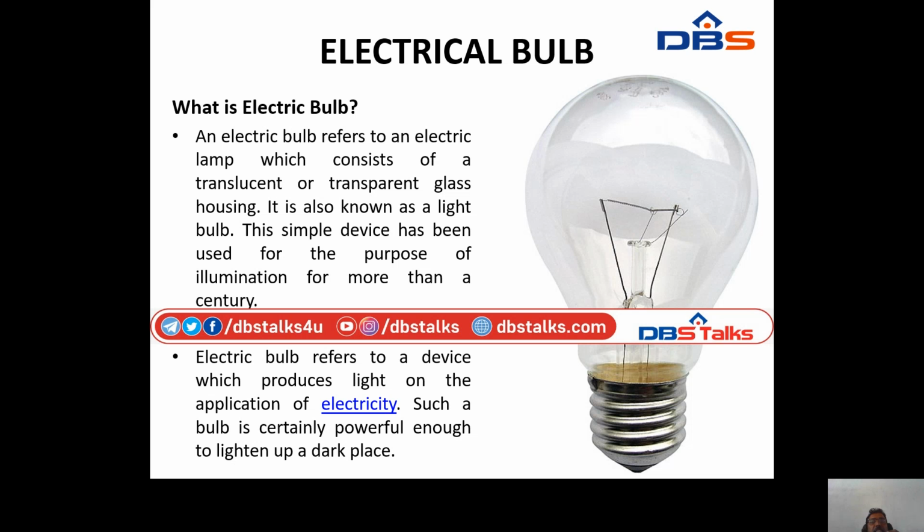It is also known as a light bulb. This simple device has been used for the purpose of illumination for more than a century. An electric bulb refers to a device which produces light on the application of electricity. Such a bulb is certainly powerful enough to lighten up a dark place.